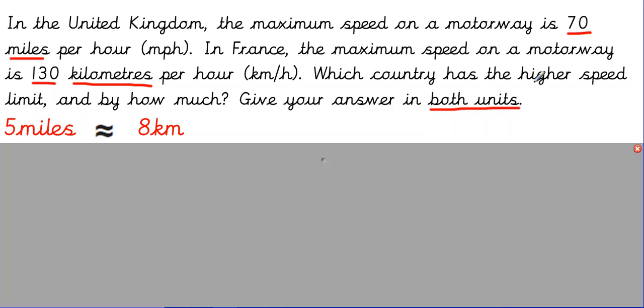So we want to know which country has the highest speed limit and by how much. So I've got two separate questions there. I've got which country has the highest speed limit, and then I've also got and by how much. So I'm going to take the first question first, and then after I've done that, I will take the second question. Remember, you need to give your answer in both units. So remember, the first thing you're going to have to do is convert and put them both in the same unit of measure, but make sure you can convert to both. Pause the video now and have a go at that one.